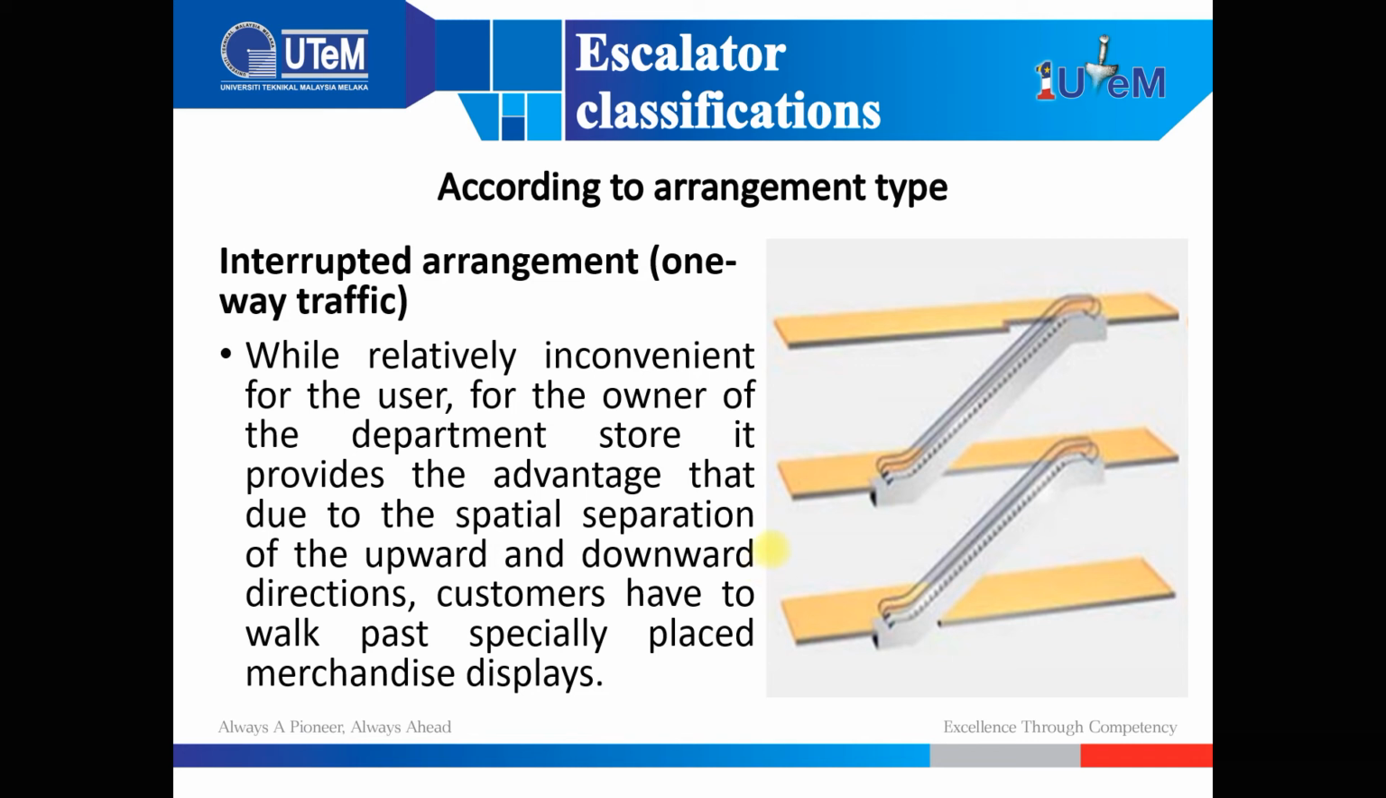The first arrangement type is the interrupted arrangement, one-way traffic. So yang ini relatively inconvenient for the user. For the owner of the department store, it provides an advantage. Untuk user, dia rasa tak convenient. Tapi untuk store department dalam shopping mall, for example, dia ada advantage untuk store department. Sebab apa? Untuk dia nak pergi ke bahagian upward ni, contoh ni upward, untuk downward dia kena melalui kedai-kedai dulu, pusing jauh baru dia boleh turun.